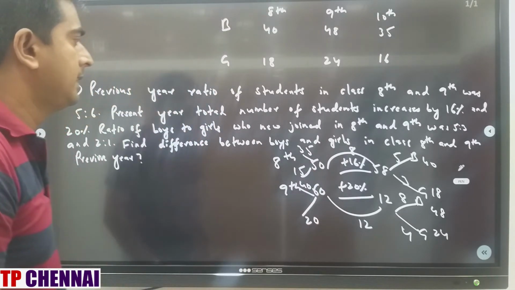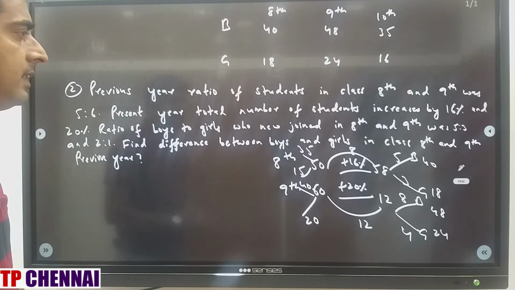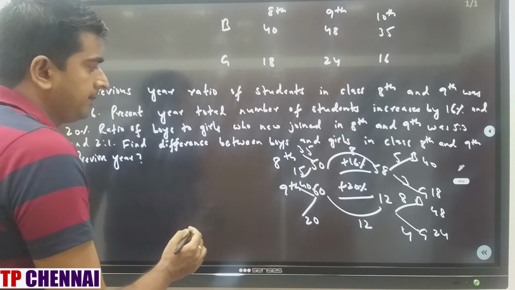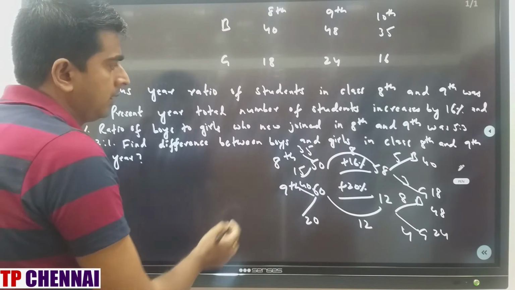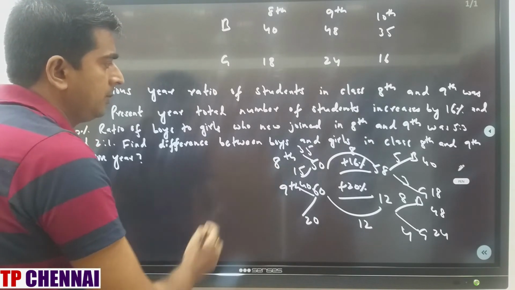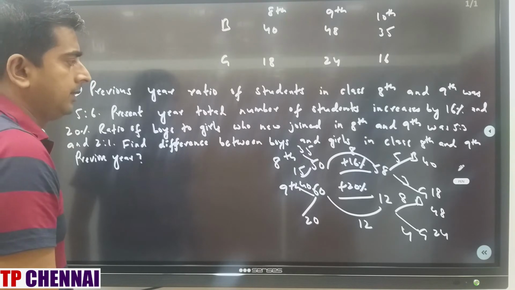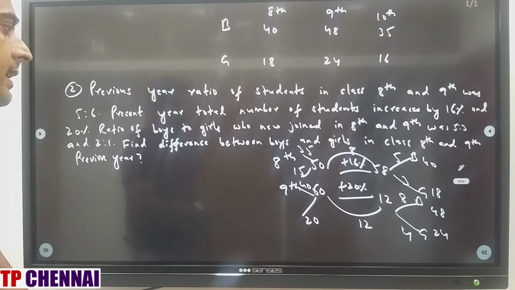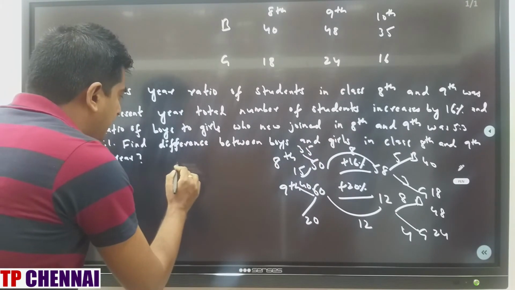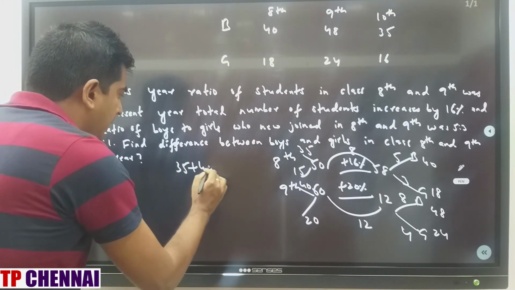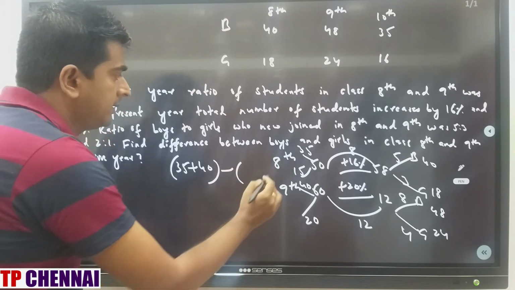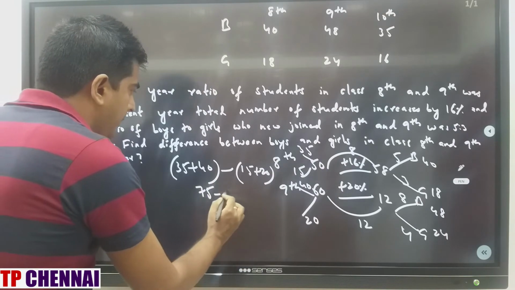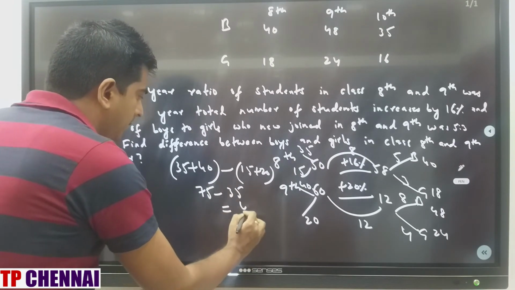Right? Now what do they ask? Find the difference between boys and girls in class 8 and 9. Boys and girls in class 8 is how much? This is 35 versus 50 and this is how much? Boys in 8th and 9th: 35 in 8th and in 9th it is 40, minus girls in 8th is 15 plus 20. So this is 75 minus 35. What is the answer? 40.